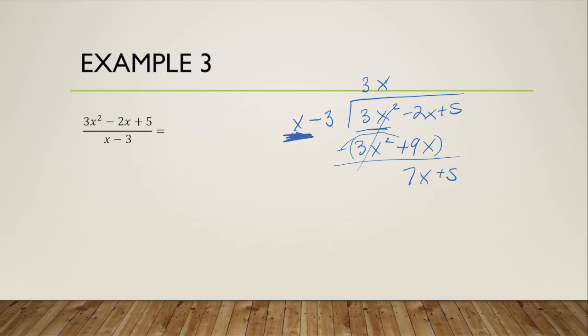What do I multiply x by to make it look like 7x? Well, that's going to be a 7. 7 times x is 7x. 7 times negative 3 is negative 21.